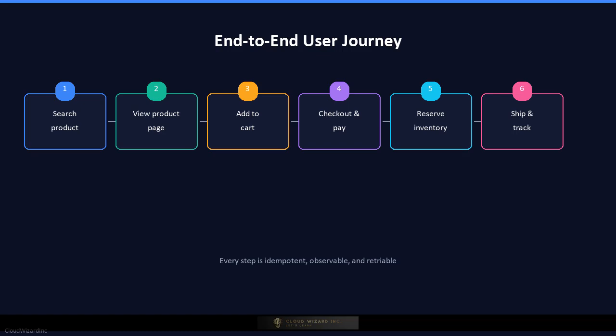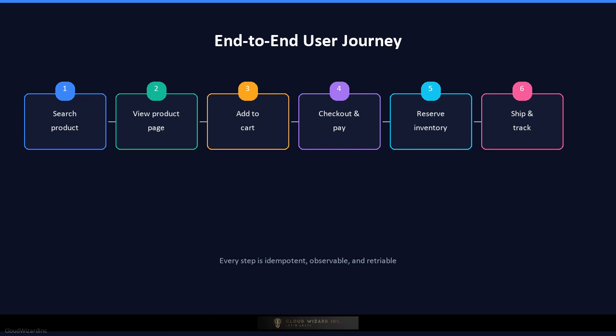Let's trace the end-to-end user journey. A customer opens the app and searches for noise-canceling headphones. The search service returns ranked results from Elasticsearch in milliseconds, enriched with pricing and availability. The customer taps a product, views images, reviews, and the buy box. The product page calls the catalog, pricing, inventory, and review services in parallel.